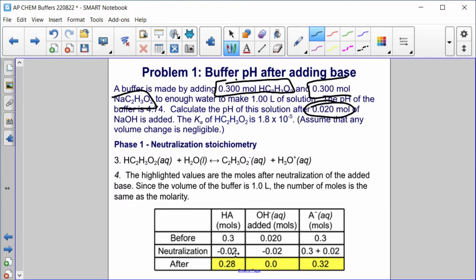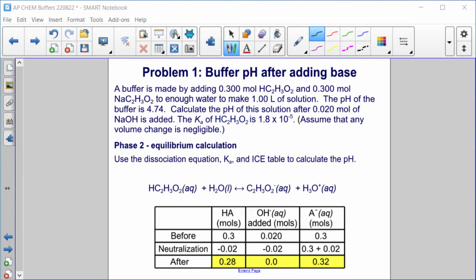So the acid is consumed, 0.02 moles of it. It's consumed by the creation of the conjugate base. So we would expect an increase there to a final number of moles of 0.32, okay? The highlighted values are the moles after neutralization of the added base. Since the volume of the buffer is 1 liter, the number of moles in this case is the same as the molarity. The second phase here is the equilibrium calculation.